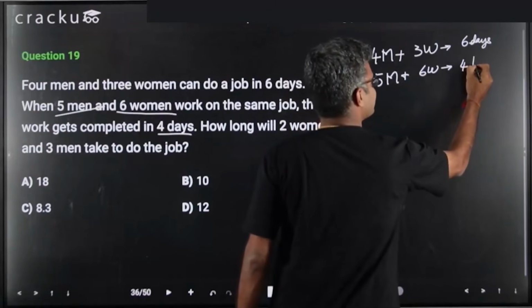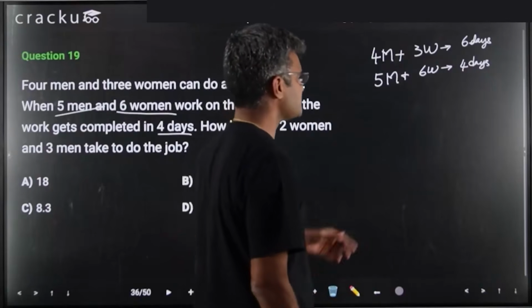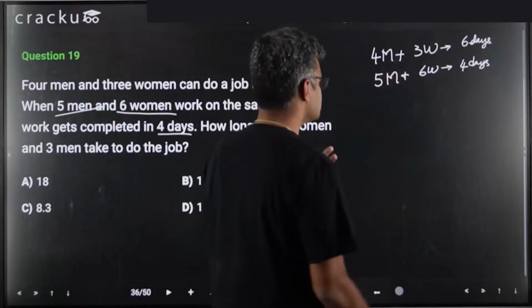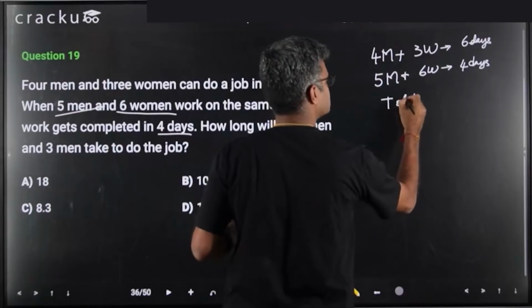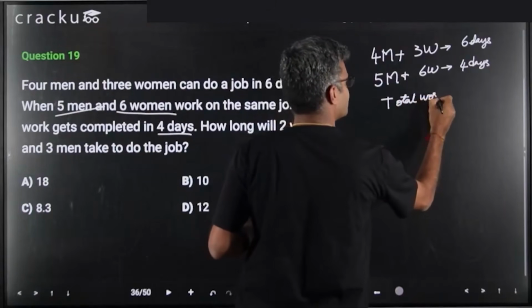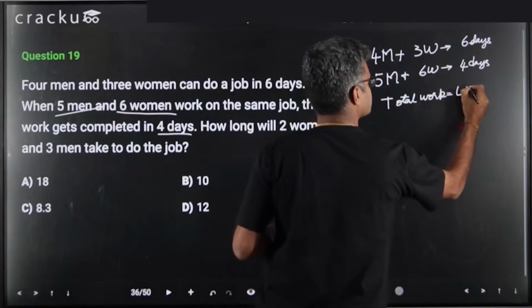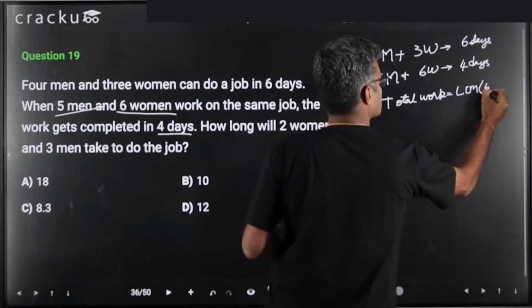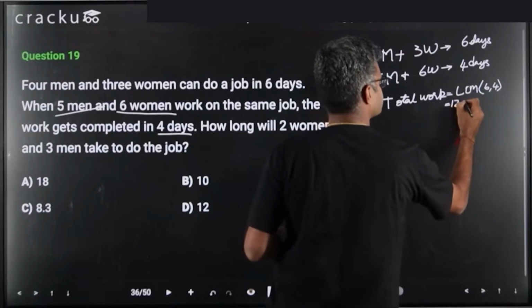Whenever you are given the time it takes to finish a job, focus more on the work that is done per day. So here we have 6 days and 4 days. So let us assume that the total work that needs to be done is the least common multiple of 6 and 4, which is equal to 12 units.